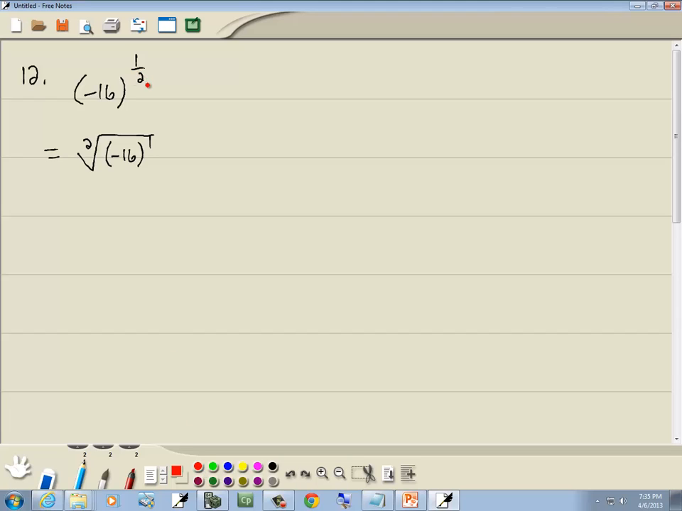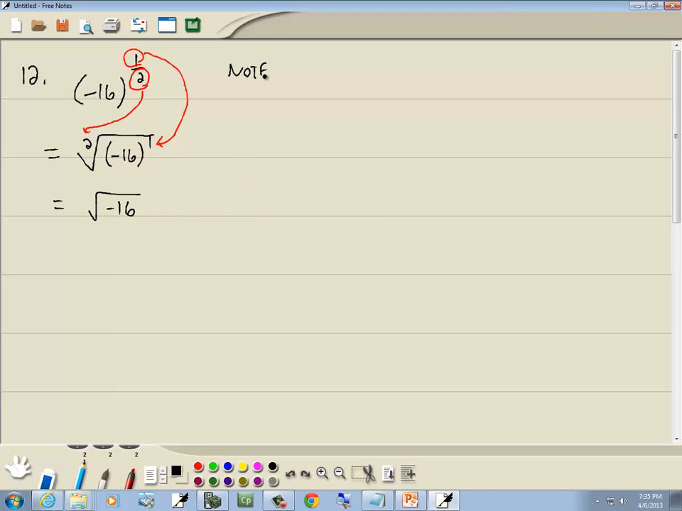Again, whatever number's on the bottom in your denominator is your index, and whatever's right here, you put right there, which we know index of 2 is a square root, so this becomes square root, and the first power drops away, so we've got square root of negative 16.